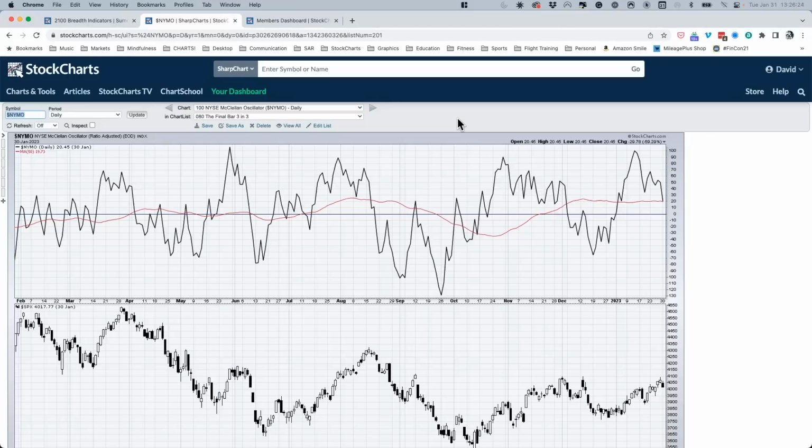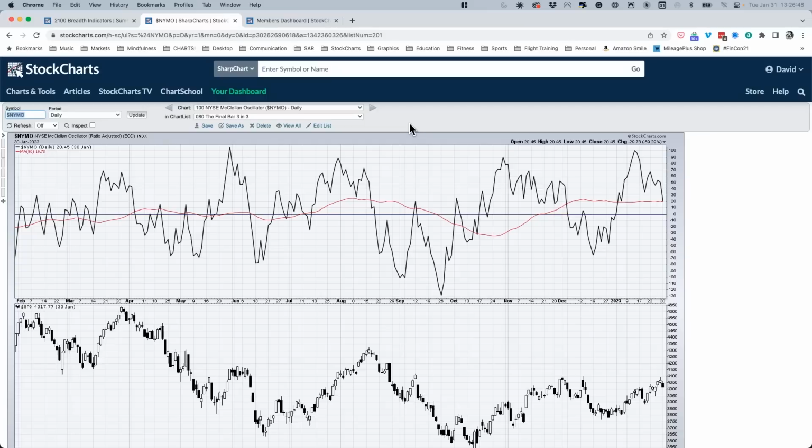Generally speaking, if I had a breadth dashboard, the McClellan Oscillator and just its value would certainly be on there. Is it above or below zero? That would be a great simple thumbs up or thumbs down. If it's above zero, the conditions are positive. If it's below zero, the conditions are negative. Again, that is a gross generalization, but I think a pretty decent one, a good shorthand for the overall breadth conditions in the market.